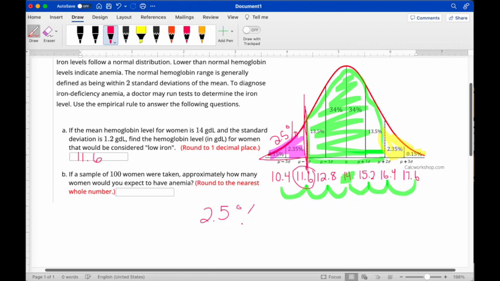Since they said they're doing this out of 100 women, I want to take 2.5% of 100, since there's a total of 100 in this study. So if I take 2.5% of 100, that's 2.5. And then it says round to the nearest whole number. Since we're talking about people here, we want to make sure that we have whole people. So we're going to round up and say approximately 3 women out of this group of 100 is going to have low iron.